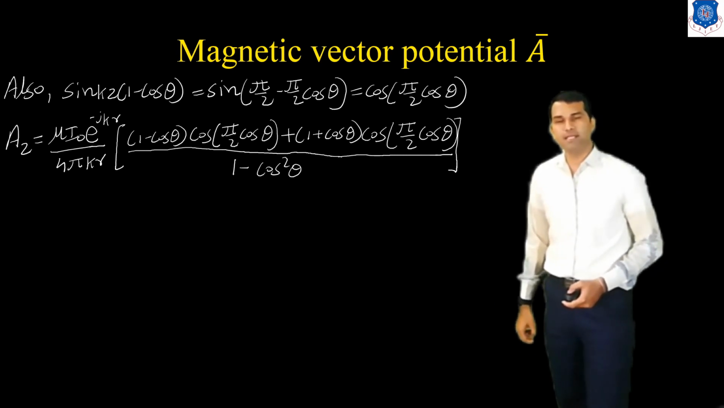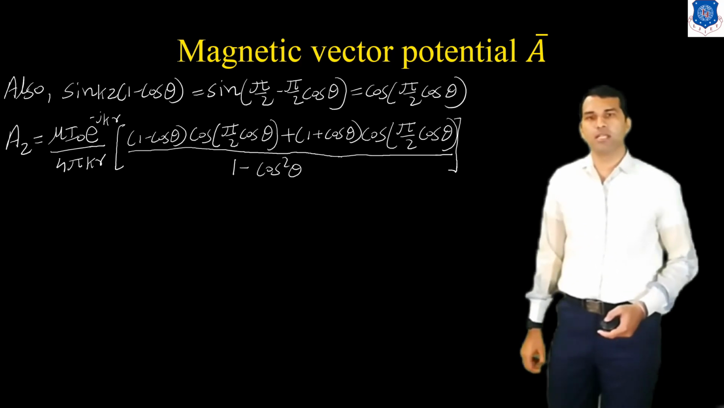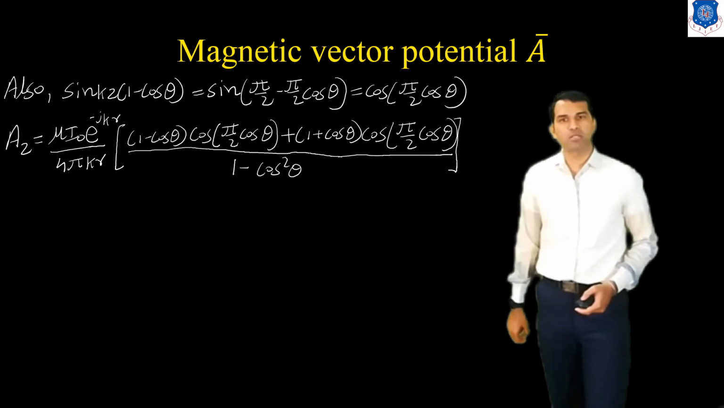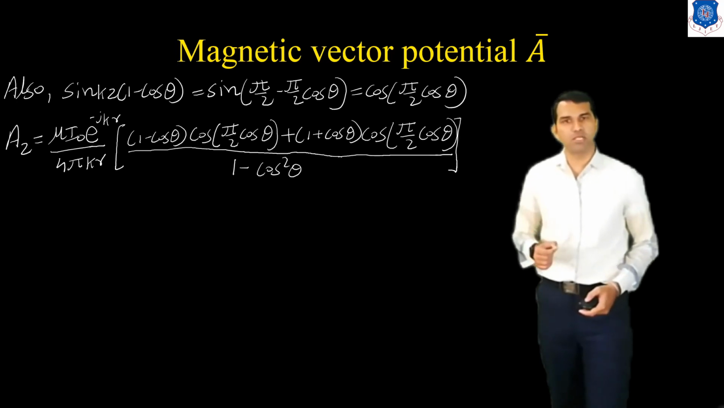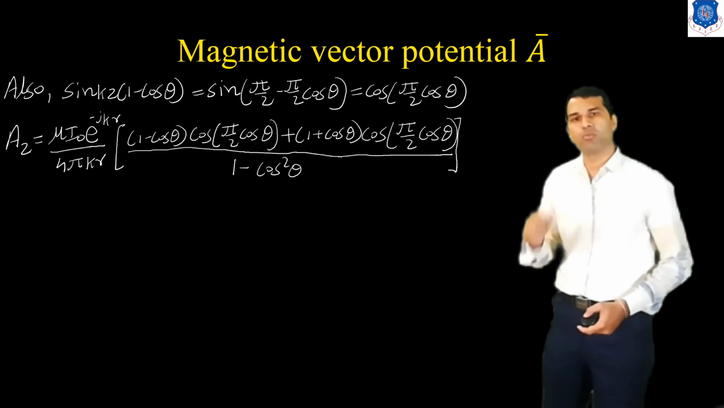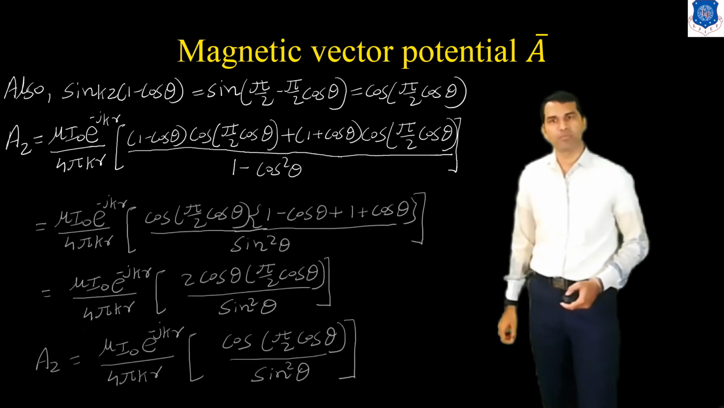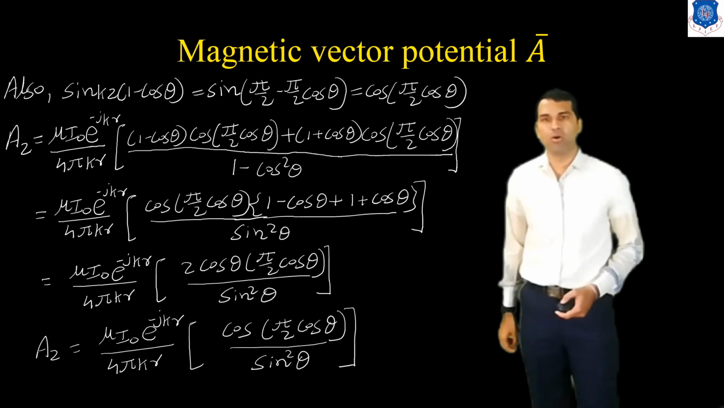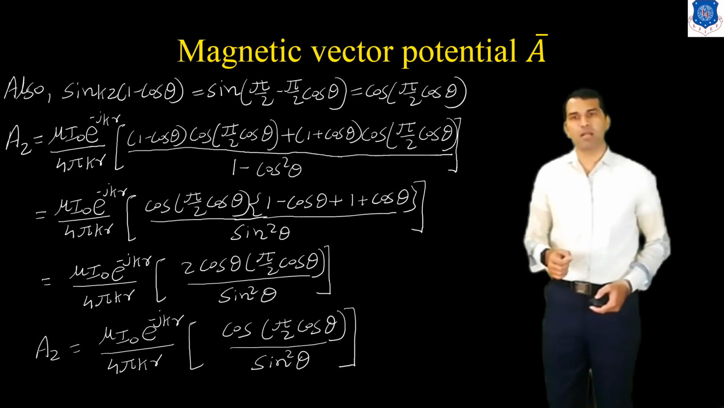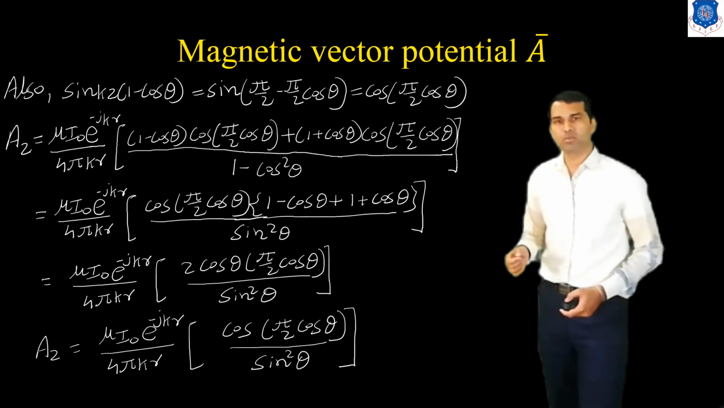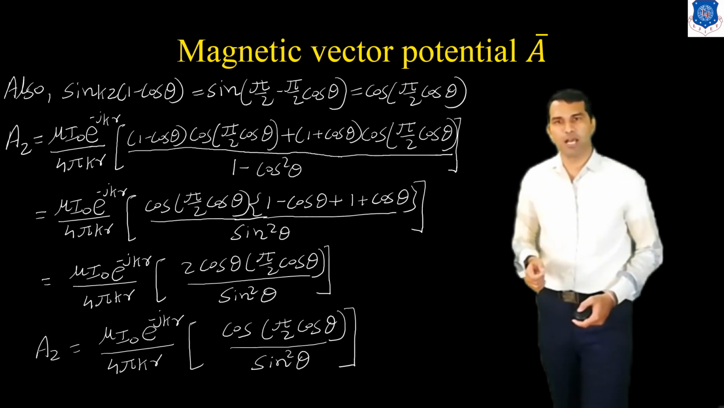So we get Az is equal to mu I0 e raised to minus jkr upon 4 pi kr, (1 minus cos theta) cos of pi by 2 cos theta plus (1 plus cos theta) cos of pi by 2 cos theta, upon 1 minus cos square theta. So now we solve this equation. Mu I0 e raised to minus jkr upon 4 pi kr is the common term, and 1 minus cos square theta is nothing but sin square theta.